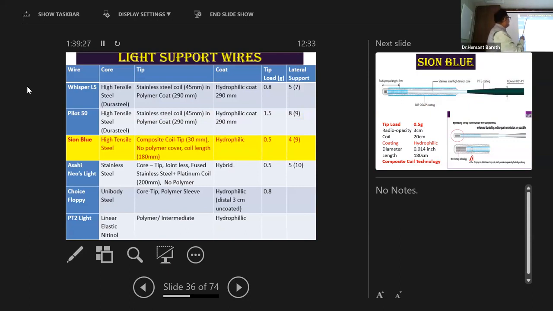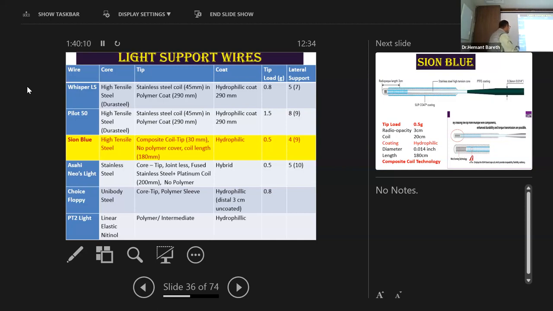Before that, what are the light support wires? As I said, a general light support wire would have a lower tip load, but a lateral support of not more than 10. Because if you have a lateral support of more than 10, then it becomes a balanced wire or standard workhorse wire. So you should have a wire with a lateral support of generally less than 8. The BMW wire has an 8, and the Pilot wire also has 8. So basically, it is a borderline light support wire. Generally, it is not a light support wire. Then there are Sub-Marine Light, Choice Floppy, and PT2 Light.